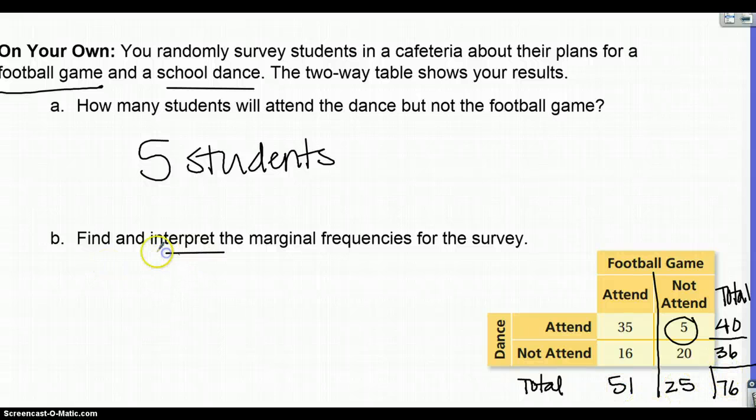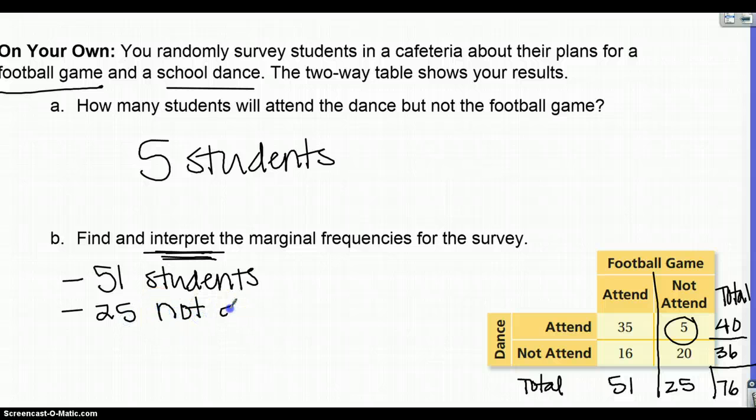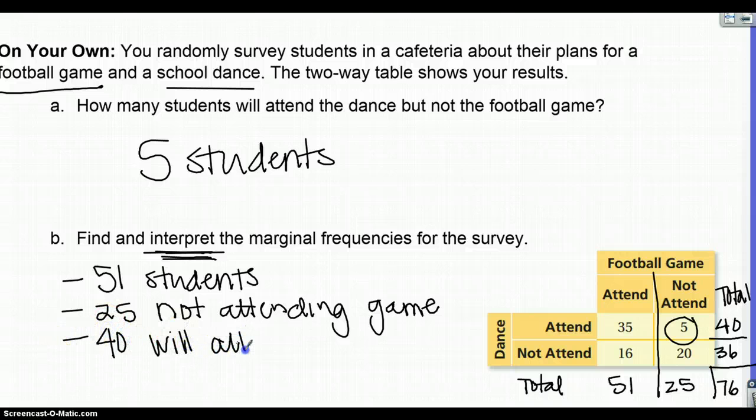So find and interpret, that's our favorite word, interpret the marginal frequencies for the survey. So my main things here are 51 total students, I would say 25 are not attending the football game. I would also say 40 will attend the dance. And 36 will not attend the dance.